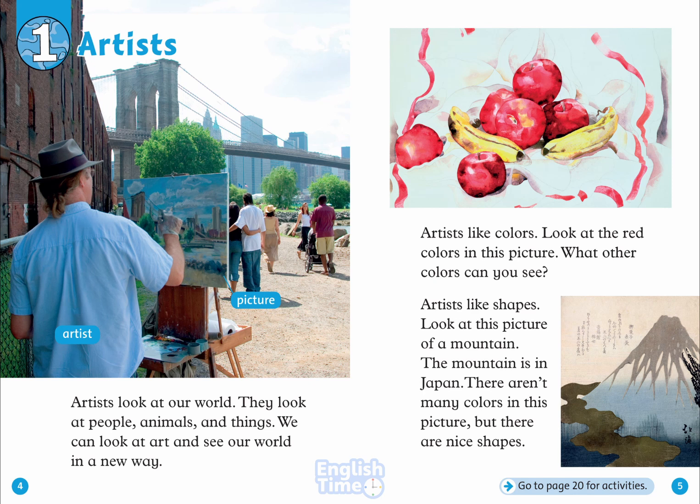Look at the red colours in this picture. What other colours can you see? Artists like shapes. Look at this picture of a mountain. The mountain is in Japan. There aren't many colours in this picture, but there are nice shapes.